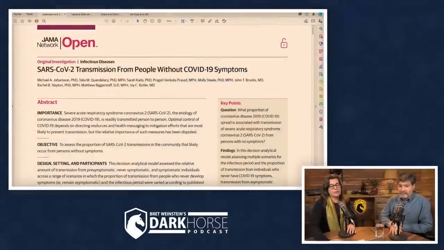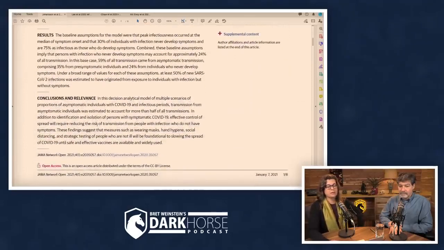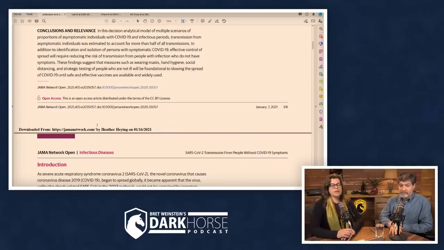So in this case, the abstract is fairly detailed, so here you can show my screen again, Zach, it is actually split up into several sections. And in the conclusions and relevance, in this decision analytical model of multiple scenarios for proportions of asymptomatic individuals with COVID-19 and infectious periods, transmission from asymptomatic individuals was estimated to account for more than half of all transmissions. In addition to identification and isolation of persons with symptomatic COVID-19, effective control of spread will require reducing the risk of transmission from people with infection who do not have symptoms.